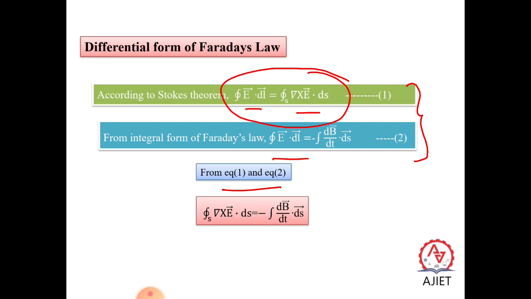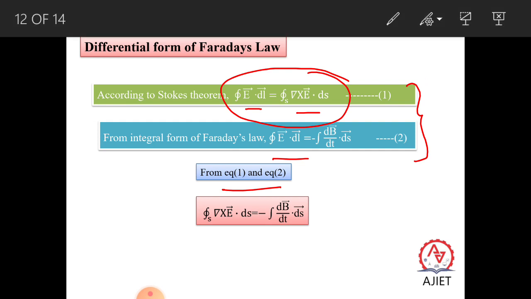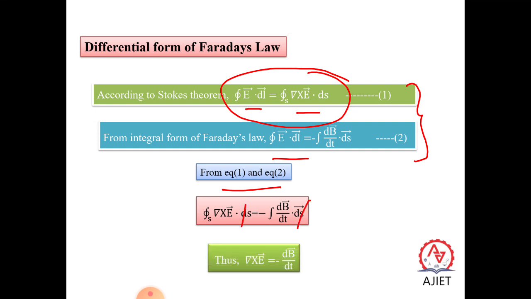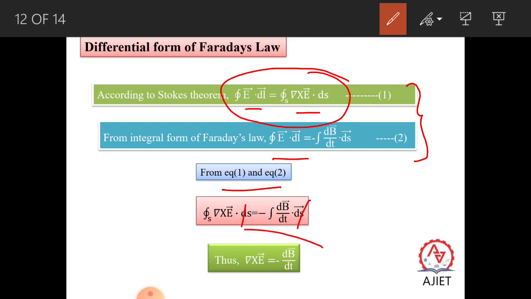By equating, the ds and ds just cancel out, and it can be written as del cross E is equal to minus dB by dt. So this is called the differential form of Faraday's law. One is the integral form, the other is the differential form of Faraday's law.